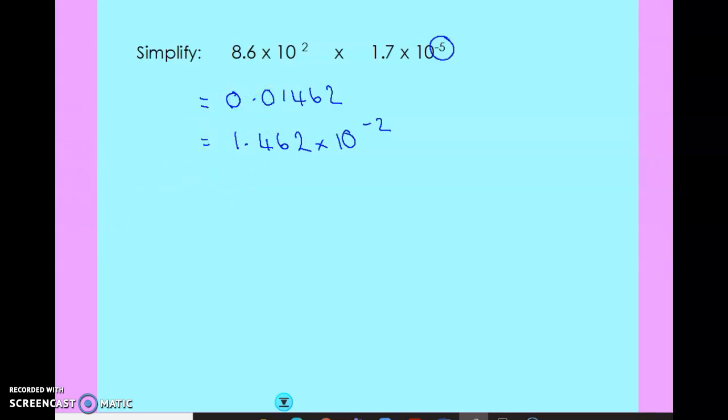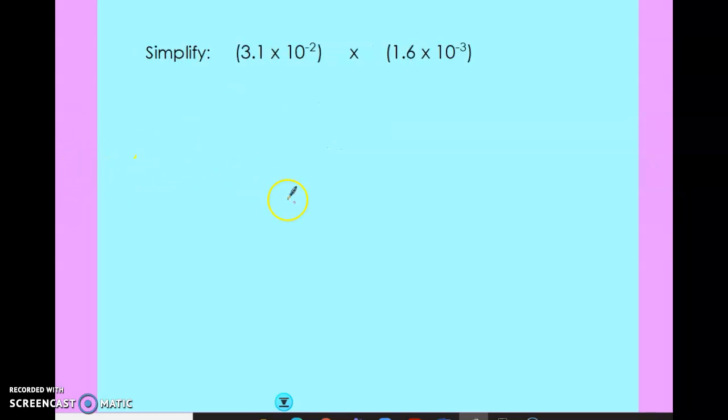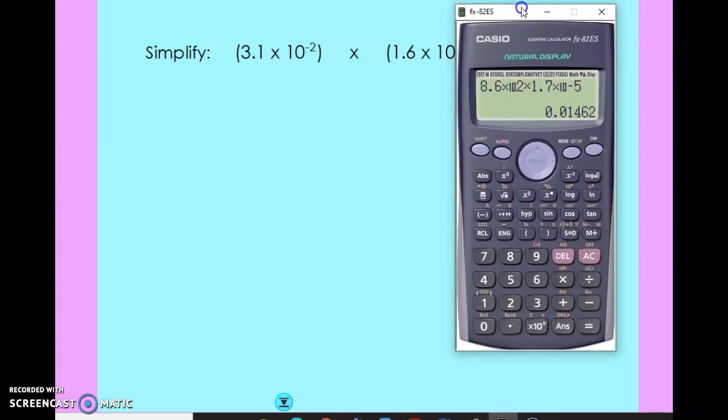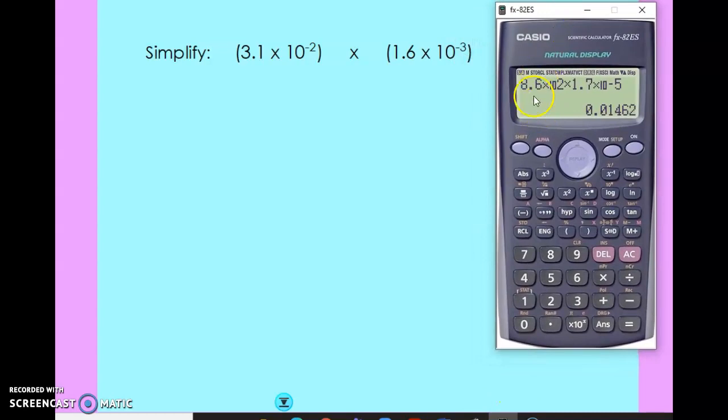Okay. Both negatives this time. Like I said before, it's worth getting your calculator out, typing this in, checking you get the same answer as me. Any problems, let me know.